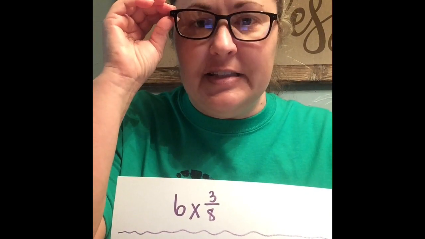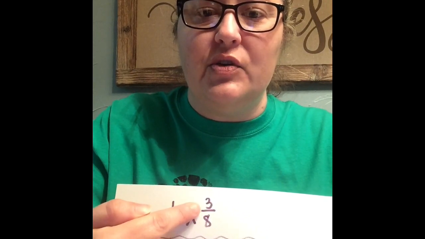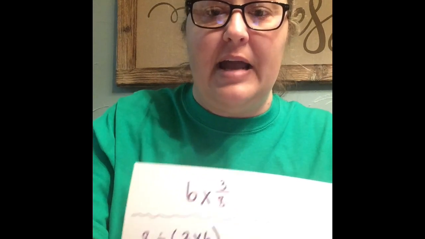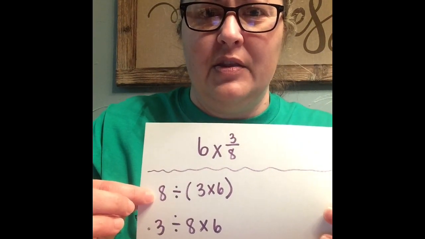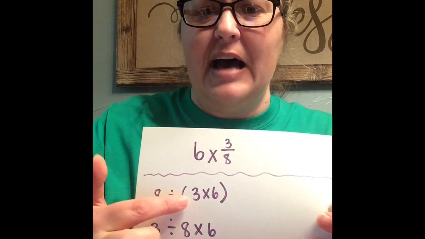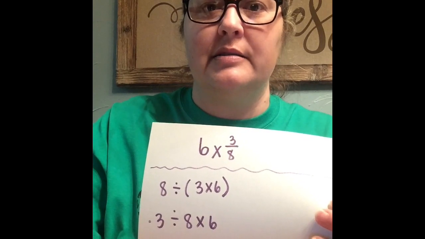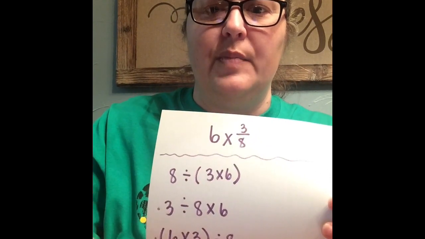So on every single one of these, what are we going to do? At some point, we're going to divide by 8. We're going to divide by 8. So when we look at this top problem, this says 8 divided by 6 times 3, or 3 times 6. That's not dividing by 8. So the first one would be gone.